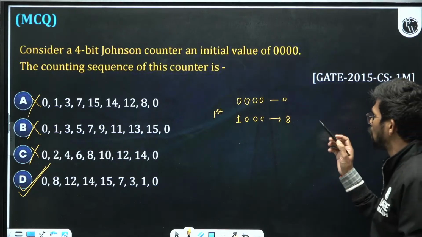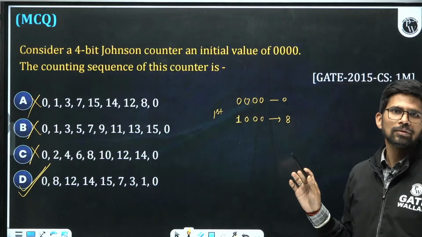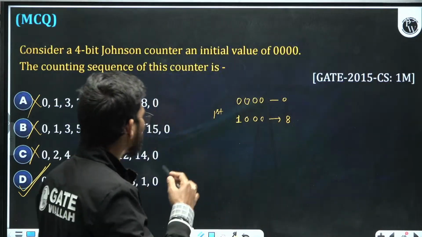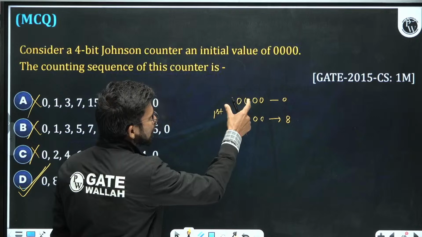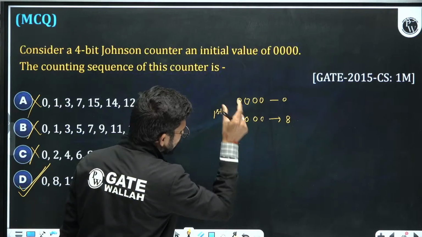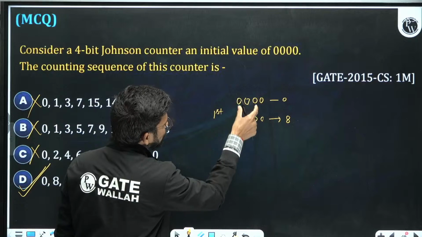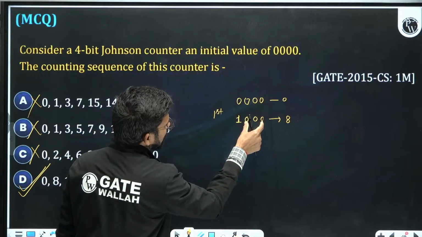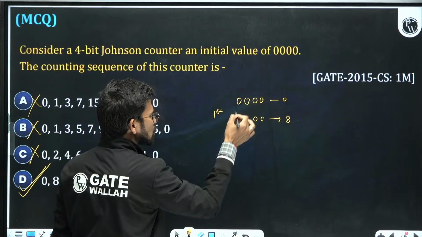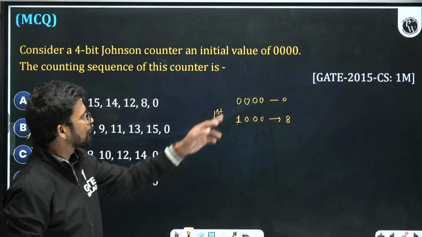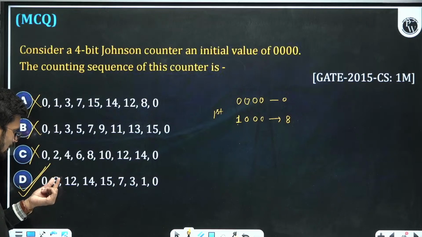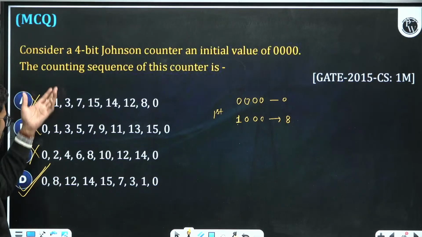So you know how to write down the next state of a Johnson counter. The initial n minus 1 bits will be shifted right by 1 bit, and the complement of the last bit will be placed at the front. So the initial three zeros, n minus 1 bits, will be shifted right by 1 bit, and the complement of the last bit 0 will be here. So after 0 you will get 8, and only one option contains the next state of 0. So all these three options are wrong.